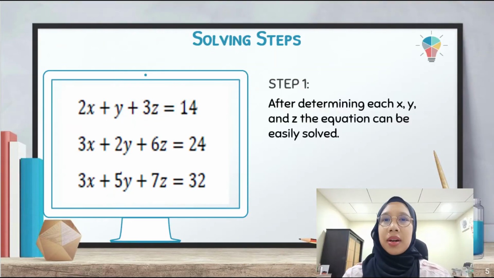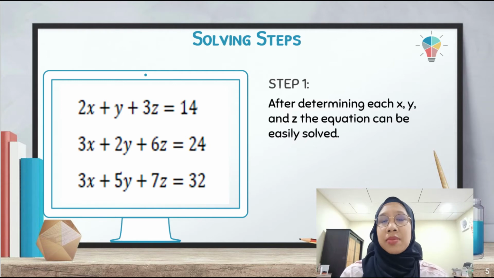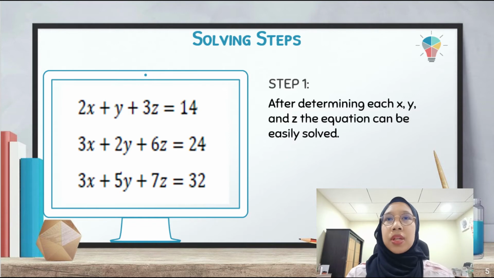Okay, so after determining the variables x, y, and z, we can create the equations and the problem solving process will be easy. The left part of the slide shows the linear equations problem needed to be solved by our group. As you can see, there are three linear equations that represent three customers who bought our pastries and buns at our shop. The first linear equation is 2x plus y plus 3z equals 14. The second linear equation, 3x plus 2y plus 6z equals 24. And the last linear equation is 3x plus 5y plus 7z equals 32.